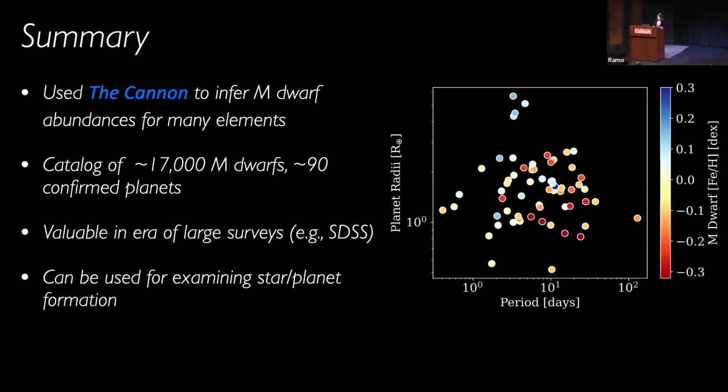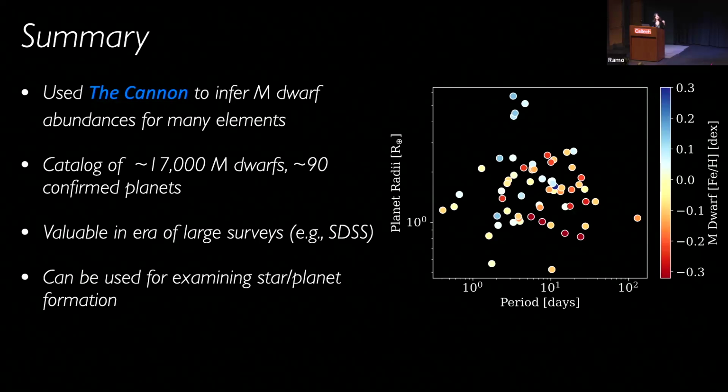Okay, so just to summarize, we use The Cannon to basically infer a bunch of M-dwarf abundances for many different elements. This has resulted in a catalog of about 17,000 M-dwarfs from SDSS-V, and this paper was recently accepted, so this catalog should be out soon. And in general, I think these approaches of using data-driven tools to characterize stars are very valuable now that we're in the era of large spectroscopic surveys like SDSS, because data-driven tools like The Cannon are super fast. So I think that this catalog can be used for examining star and planet formation with these M-dwarf chemical compositions.